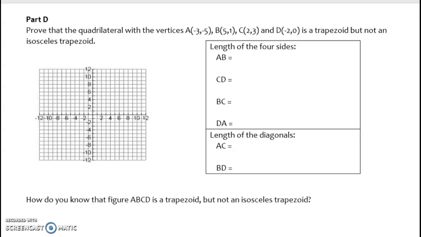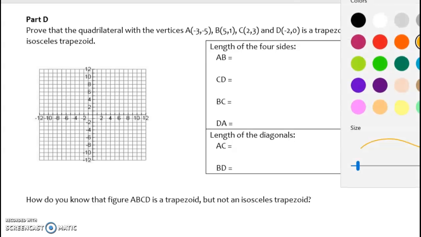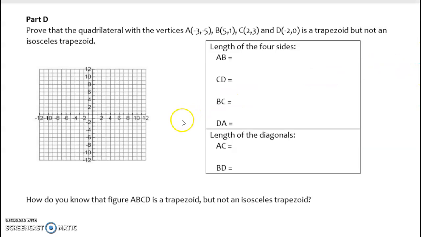Alright, let's continue on with part D. Here we go again to a small graph, and let's change this color up. I'm going to do the same thing I did last time. Since they gave the side lengths and the diagonals, we'll stick with the same game plan. So A is going to be -3, -5. Let's put you down here.